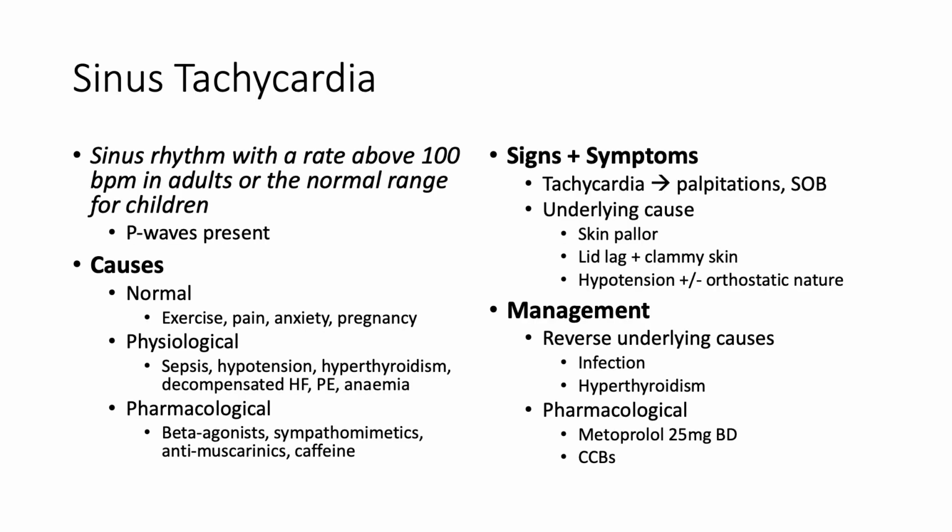All right, so sinus tachycardia, which is just a rate above 100, and there are particular ranges for children and infants, but they're just higher than 100 as well. And the P wave will be present for a sinus tachycardia. So there are lots of causes. It can be due to pain, anxiety, or as we mentioned, pregnancy. Otherwise, physiological causes if you have sepsis, hyperthyroidism, if you're in heart failure or you have a PE, or pharmacological causes.